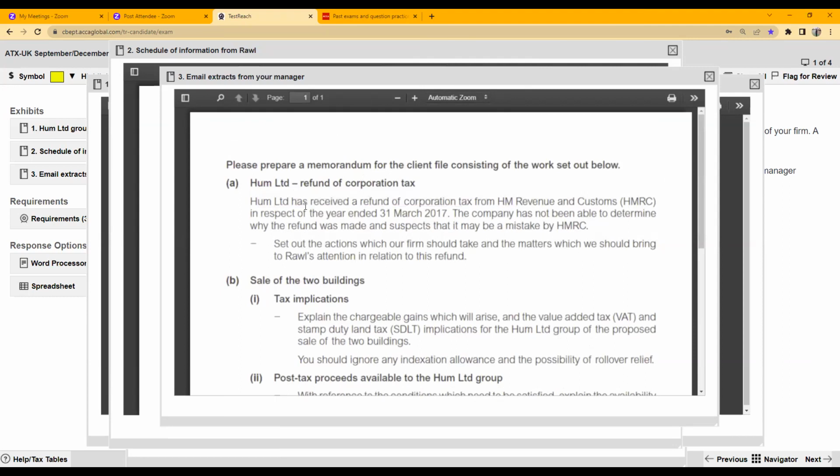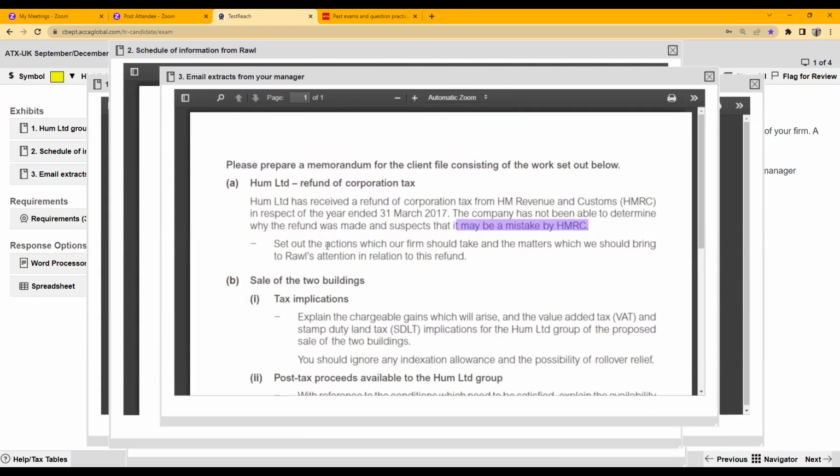Okay, let's read the first thing with respect to the refund of corporation tax. Hum Limited received a refund of the corporation tax from HMRC in respect of the year ended 31st March 17. Okay, fine. The company has not been able to determine why the refund was made and suspects that it may be a mistake by HMRC. Mistakenly, HMRC has refunded an amount.